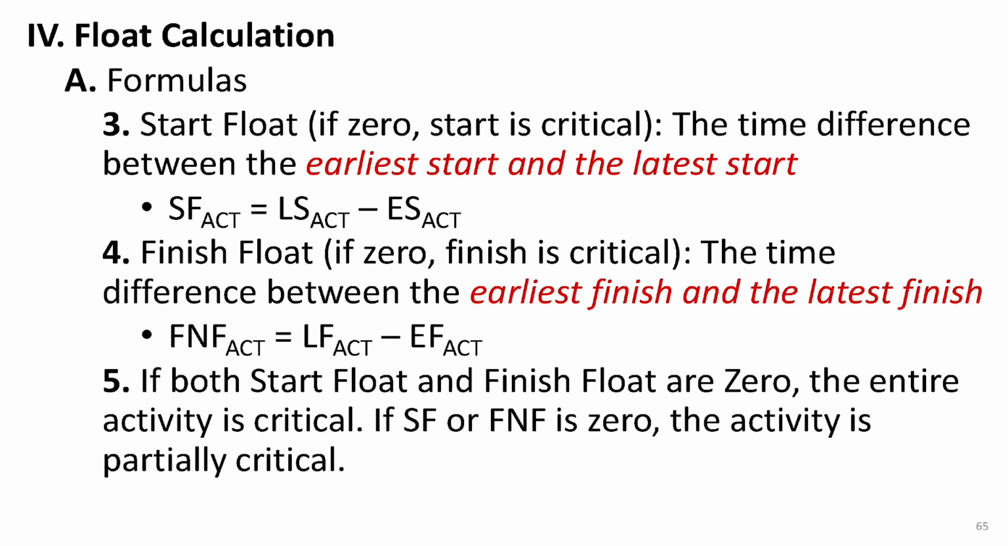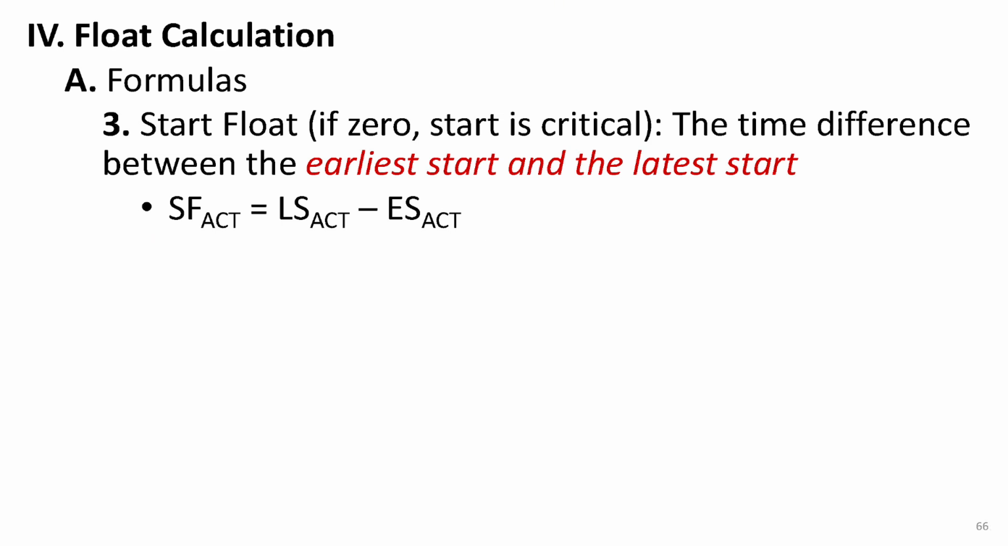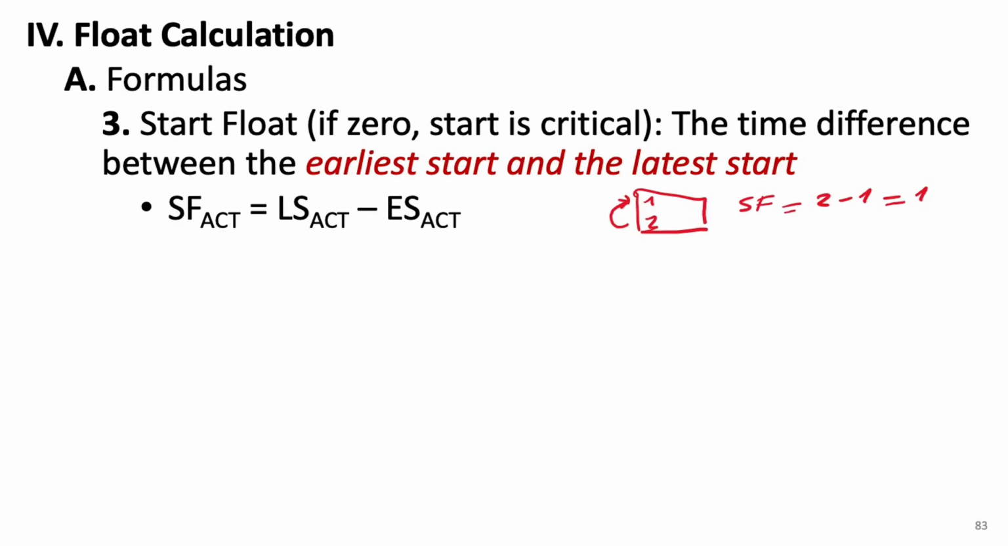Alright, two other important types of floats are start float and finish float. Start float is the time difference between the late start and the early start of an activity. If the start float is 0, it means the start of the activity is critical. In other words, any delay in starting the activity would delay the entire project. For example, if the late start is 2 and the early start is 1, the start float would be 1.